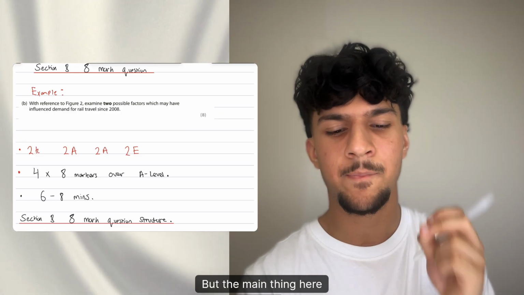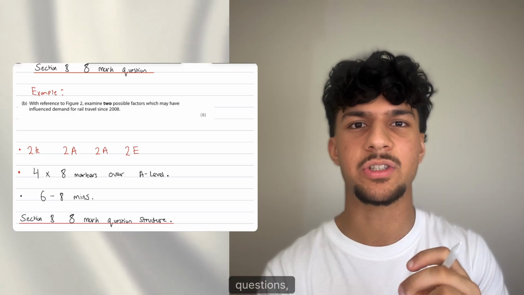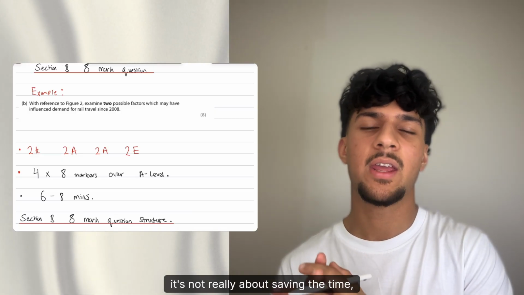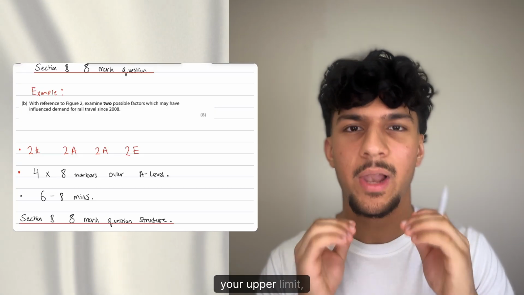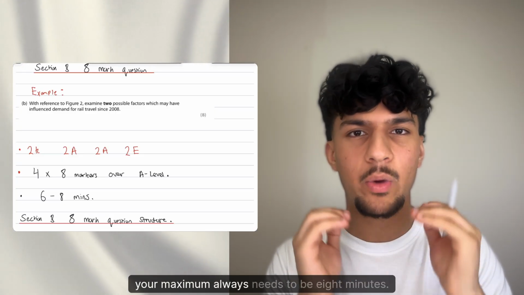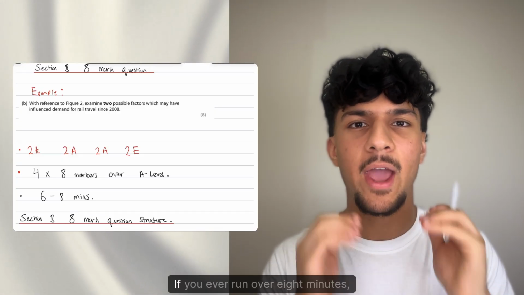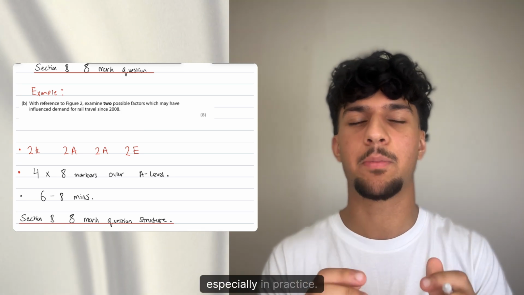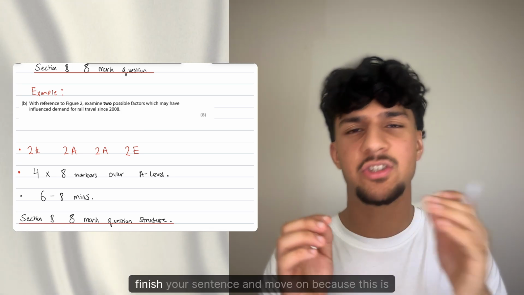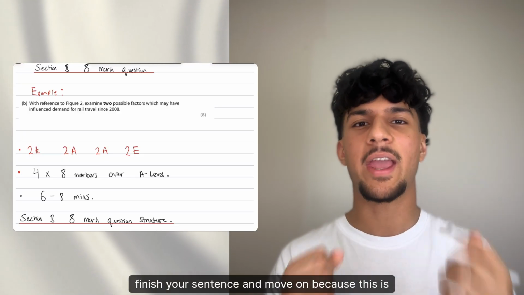But the main thing here, and the main trap with these small answer questions, is that it's not really about saving the time, it's about not going over on timing. So with the 8-mark question, your upper limit, your maximum, always needs to be 8 minutes. If you ever run over 8 minutes, I would even say be this strict with yourself, especially in practice: stop answering the question, finish your sentence and move on, because this is where it gets you.